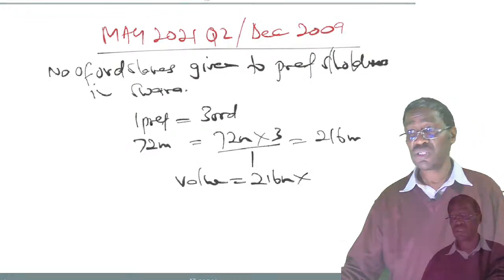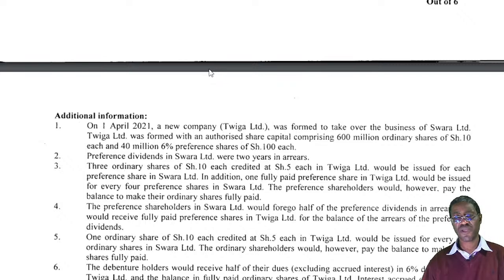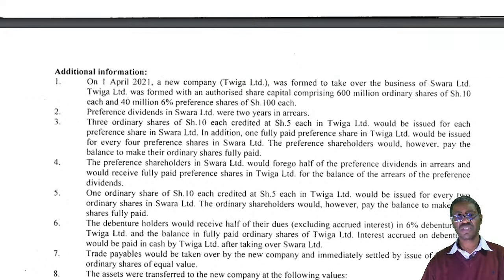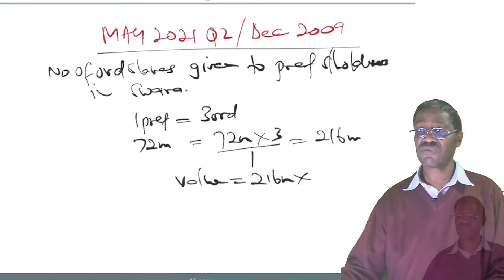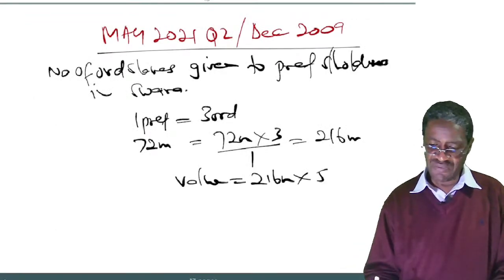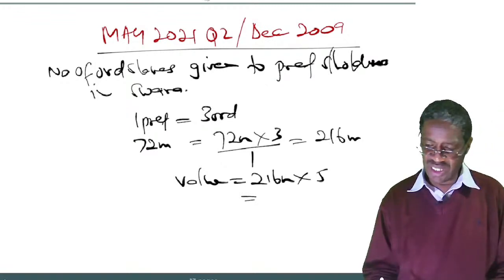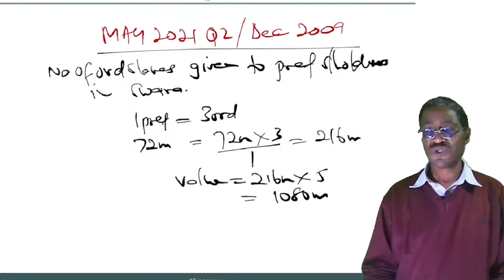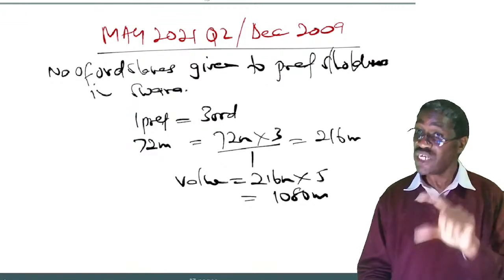We are told by the question that you issued each at how much? Number three told us three ordinary shares of 10 each credited at 5 in Twiga would be issued for each preference share in Swara. So we are giving out one share at 5. Multiply that by 5, so what becomes the total value? 216 times 5 gives me 1,080 million. That's one thing you as Twiga are giving. You are giving your ordinary to who?